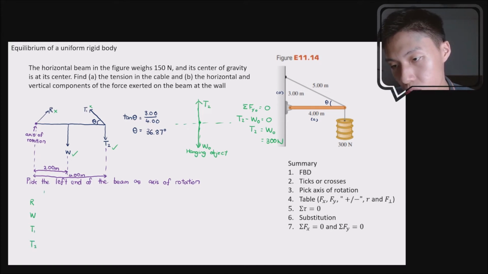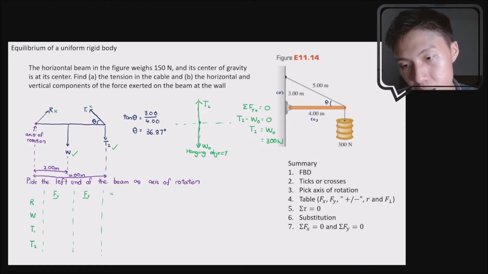So for this situation, you need to determine Fx, you need to determine Fy, you need to determine plus minus, you need to determine R, and you need to determine the perpendicular component of the force.